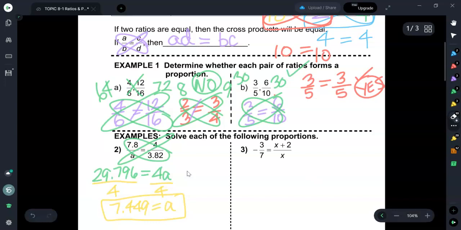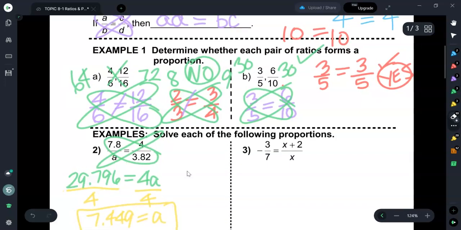I'm going to try to zoom in. I don't know if it'll let me. There we go. I've got this negative sign here, guys. So the question is, where does that negative sign go? I can either put that negative with the 3 on top, or I can put it with the 7, but not both. So I always put the negative with the top number, so I'm going to rewrite this as negative 3 over 7 equals x plus 2 over x.